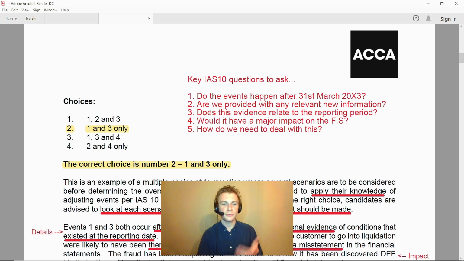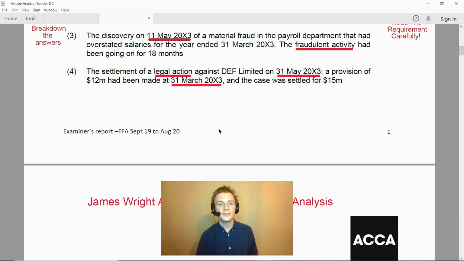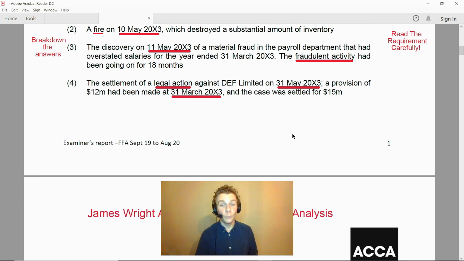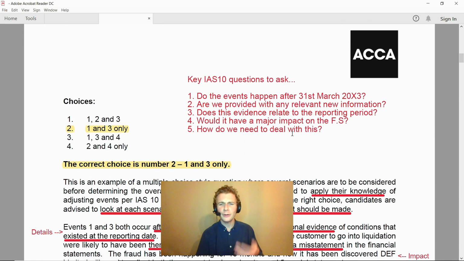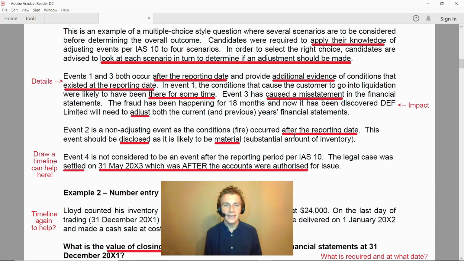So just to be crystal clear, the correct choice is number 2, or in other words, items 1 and 3 only. So the adjusting events were the liquidation and the fraudulent activity. So 1 and 3. But then you've got to ask yourself, well, why was this the case? So let's pull it up here. Now, for anyone who's not watched one of my videos before, I'm only interested in the key facts and the key figures as we go through.